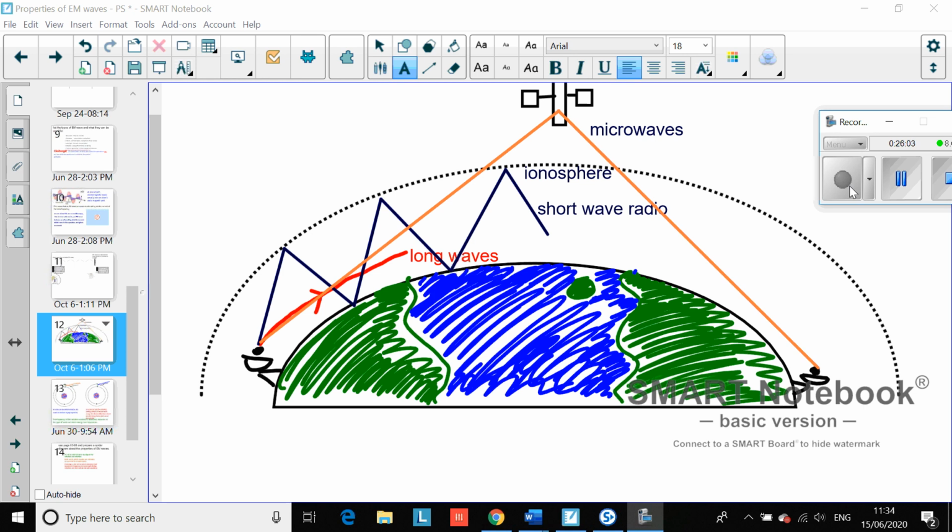And there is also a sheet which will take you about 5 minutes or so. So just a quick summary about how the different waves in the electromagnetic spectrum are used. So as always, I'll be online to help if you need any. Good luck.